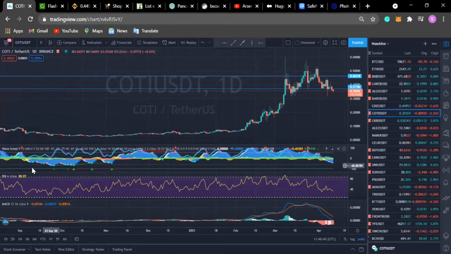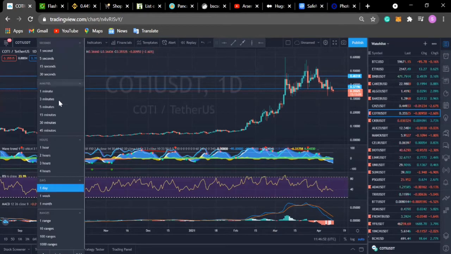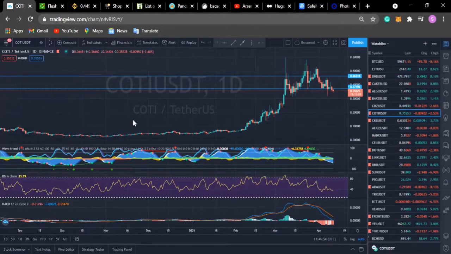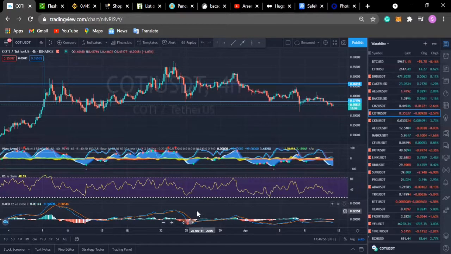Okay, like I was saying, the wave trend oscillator has to do with the wave and the dots. It's very easy. Let me use a 1 hour to show this, or let me use 4 hours. Yeah, 4 hours is good.